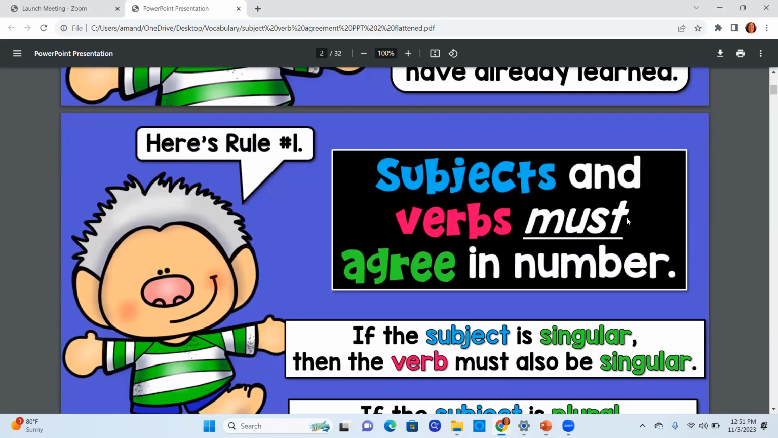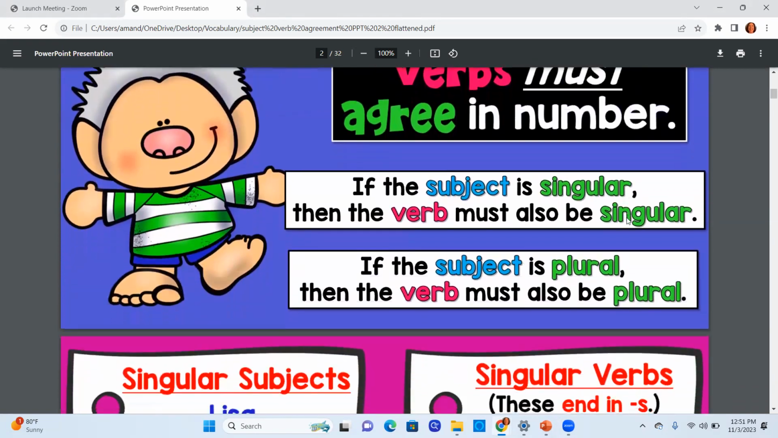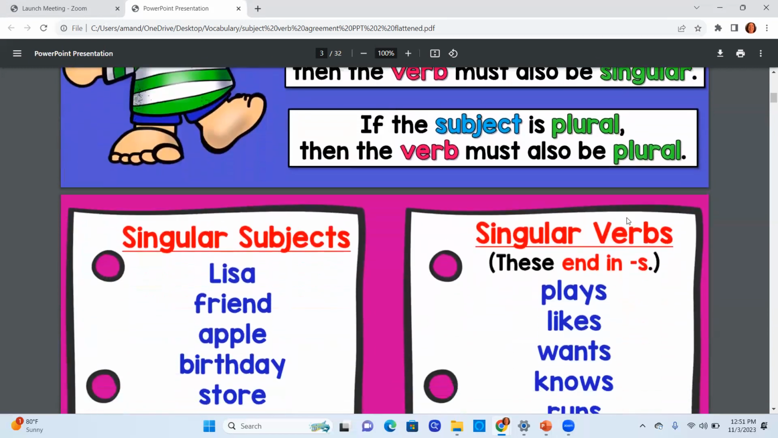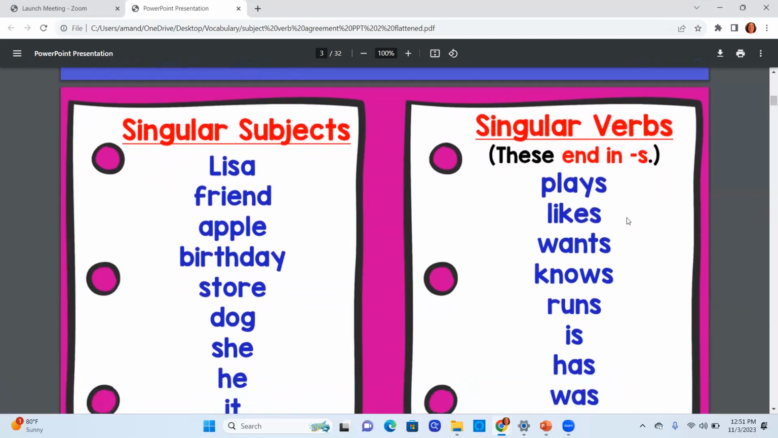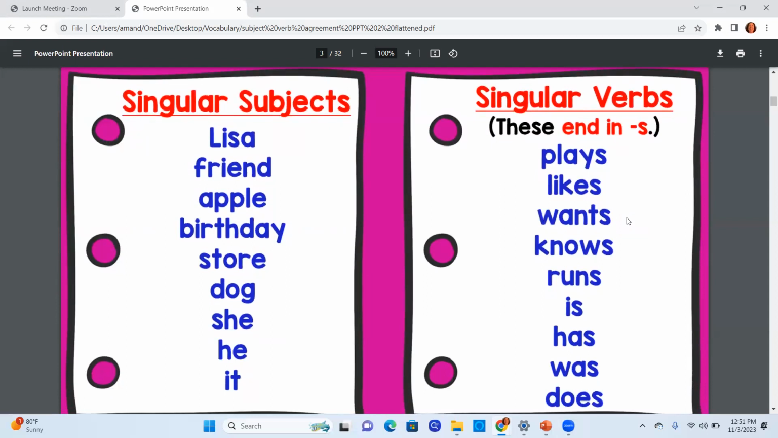Subjects and verbs must agree in number. If the subject is singular, then the verb must also be singular. If the subject is plural, which means we're talking about more than one thing, then the verb must also be plural. For example, singular subjects of a sentence. Let's look at this column: Lisa, friend, apple, birthday, store, dog, she, he, it. Singular meaning we're talking about one thing.